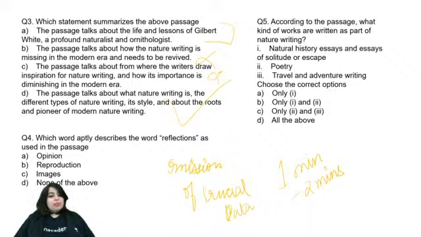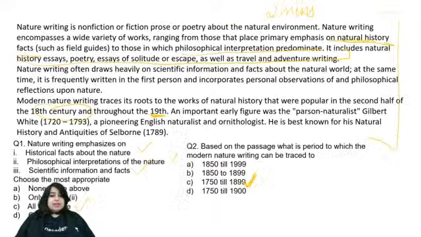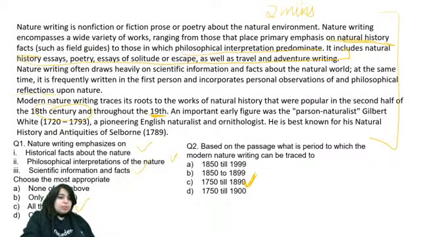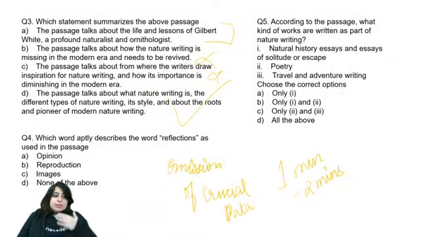It says, which word aptly describes the word reflections as used in the passage? If I come back to the passage, reflections has been used in the line: it is frequently written in the first person and incorporates personal observations of and philosophical reflections upon nature. Philosophical opinions is what we mean to say. Very good, opinion is already there as an option. So I hope you guys understand why we have picked it as the answer.